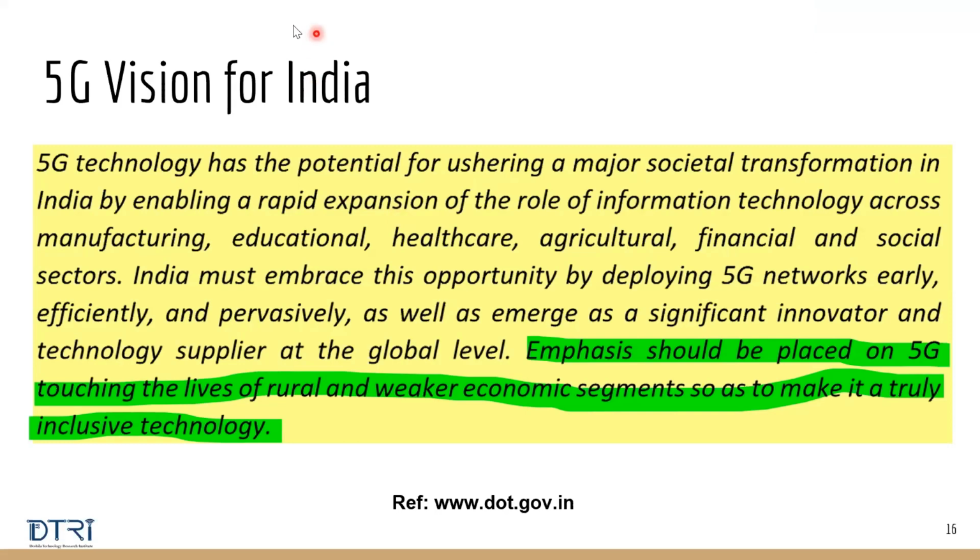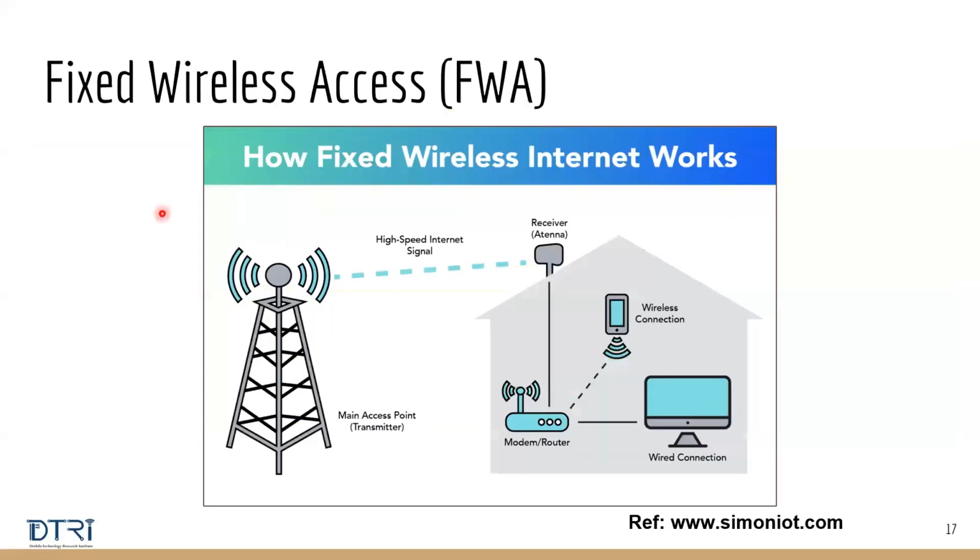So with this in mind, I'll talk about two applications here. First is fixed wireless access. What this means is a use case where we are providing connectivity and internet services in rural India. As we know very well, rural areas are not well connected today by high-speed internet. They have internet probably, but the speed is very low. So what we want to do is provide fixed wireless access.